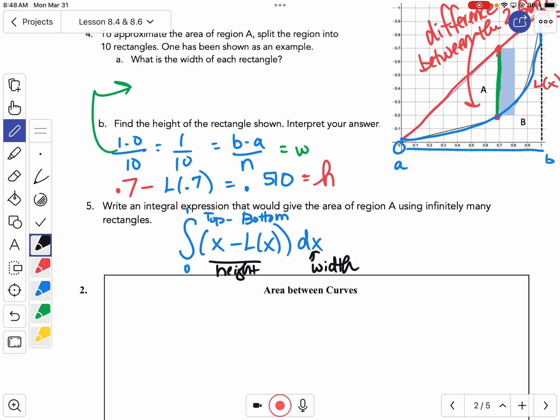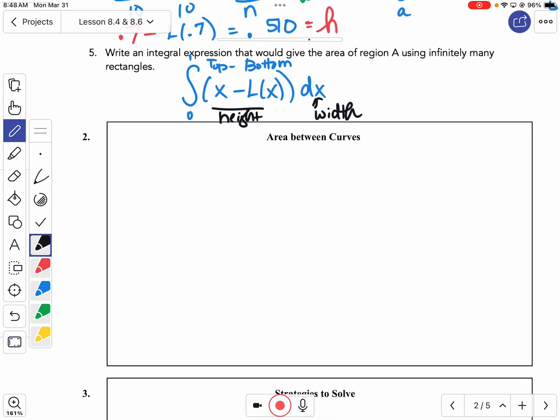And so anytime that we need to do area between two curves, it's really nice, okay? Your width is always dx. Your height is always top minus bottom. Now, tomorrow we're going to talk about functions that are defined a little differently, where we will do right minus left, okay? So to find that area. But for today, we're just doing top minus bottom.